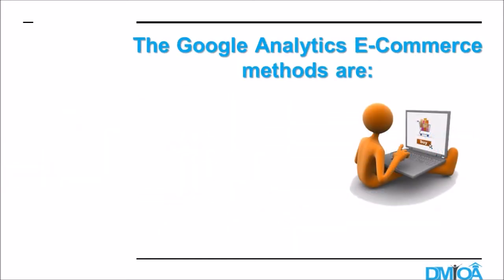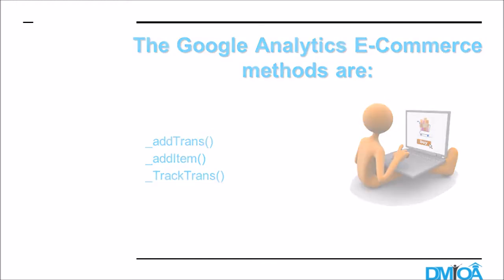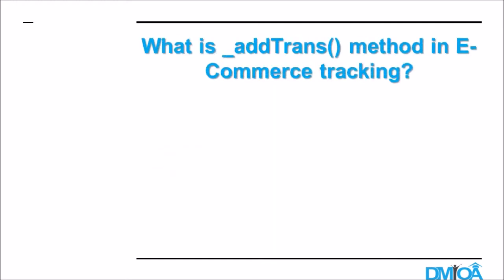The e-commerce tracking code is placed on the final confirmation product purchase page, where a user makes a successful transaction. What is the e-commerce tracking code made up of in Google Analytics? It is made up of three methods: add transaction method, add item method, and track transaction method. Add transaction method is used to create visitors' transactions and stores all information about the transaction.